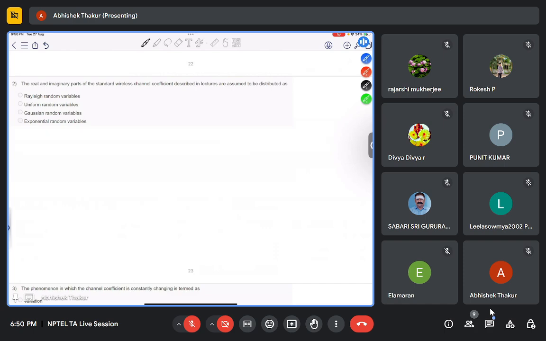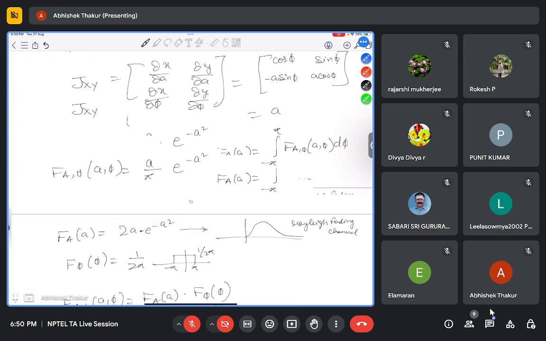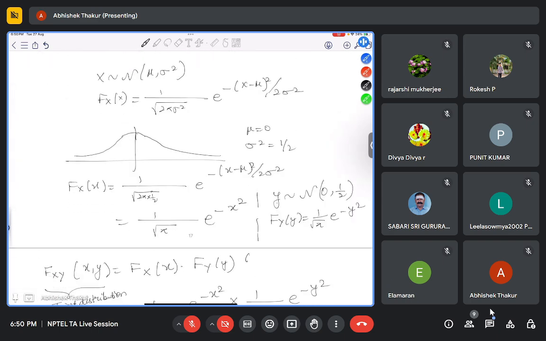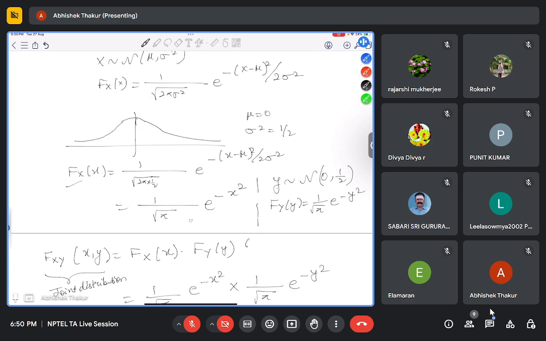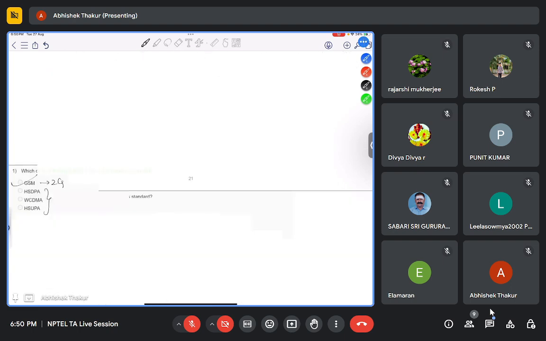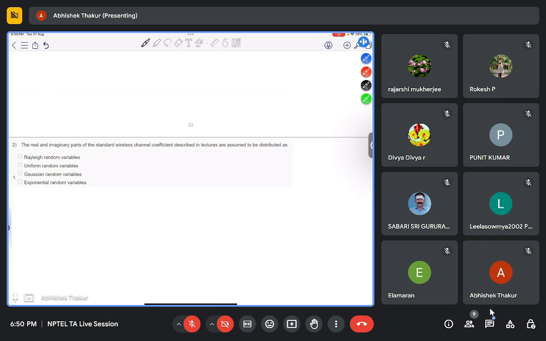So in this question, the real and imaginary parts of the standard wireless channel coefficient are described in the lecture. Here we have taken the real and imaginary parts, like fx(x) and fy(y), as Gaussian functions. So the correct answer for this question is Gaussian random variable.